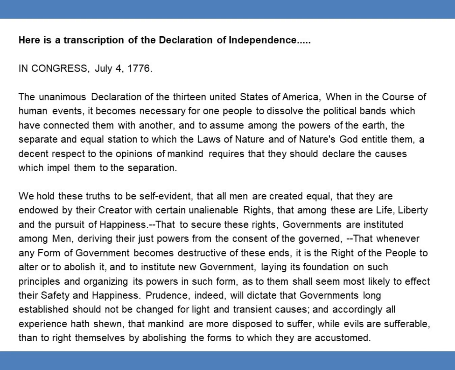Prudence indeed will dictate that governments long established should not be changed for light and transient causes, and accordingly all experience hath shewn that mankind are more disposed to suffer, while evils are sufferable, than to right themselves by abolishing the forms to which they are accustomed.